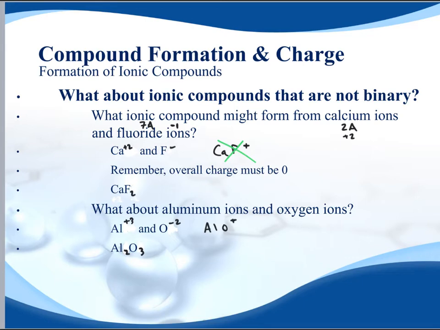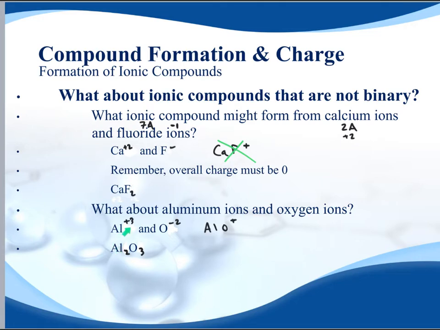So what we have to do to fix that is have multiples of each of these. Up here we only had one calcium, but down here there's no way to fix this other than having multiple aluminums and multiple oxygens. So what you're looking for is what's the least common multiple of 3 and 2? Well, that would be a total of 6. So what we want is a total of +6 charge and a total of -6 charge, and that +6 and -6 should cancel out and give us an overall charge on this formula of 0.